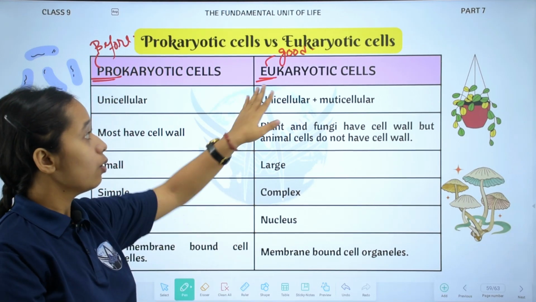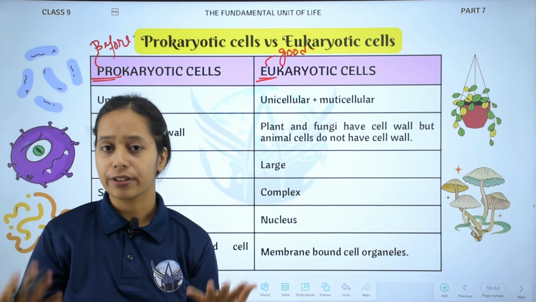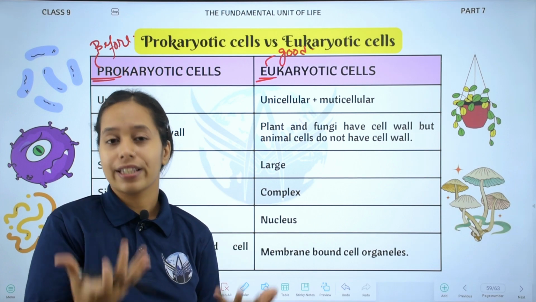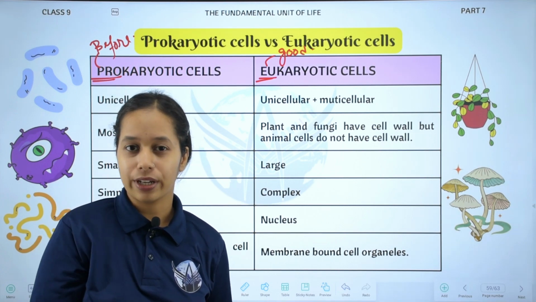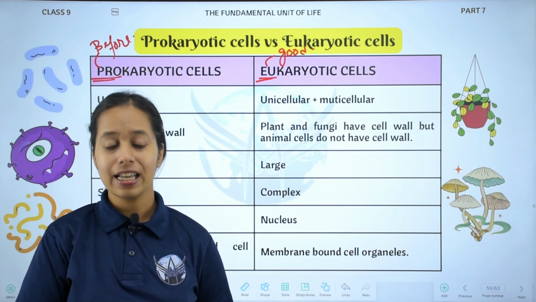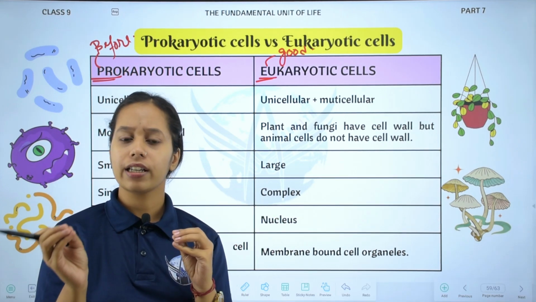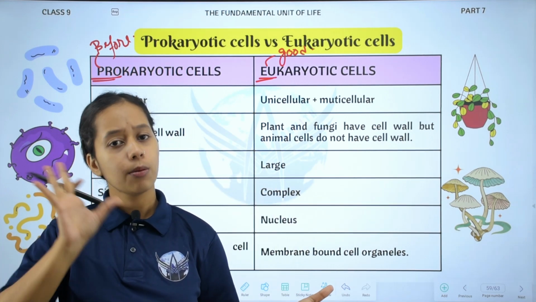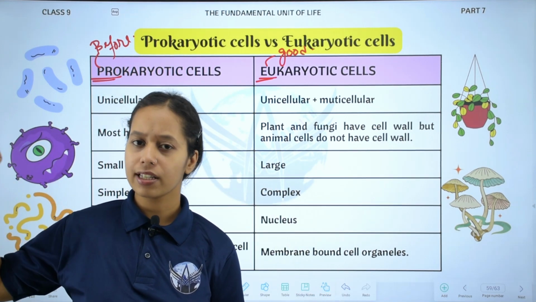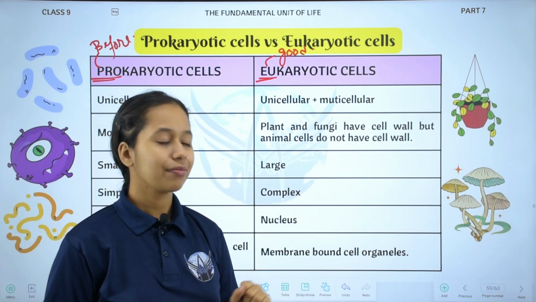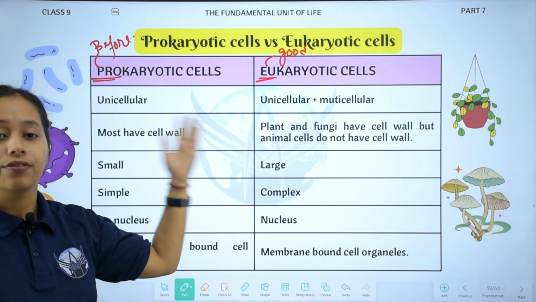And what are eukaryotic cells? Eukaryotic cells are good nucleus cells. They are new cells. They are more complex than prokaryotic. They are newer versions of the prokaryotic cells. So this is the simplest way in which we can define what are prokaryotic cells and what are eukaryotic cells. Prokaryotic cells are old cells, primitive cells, and eukaryotic cells are good and new cells. Now let us look at the differences.